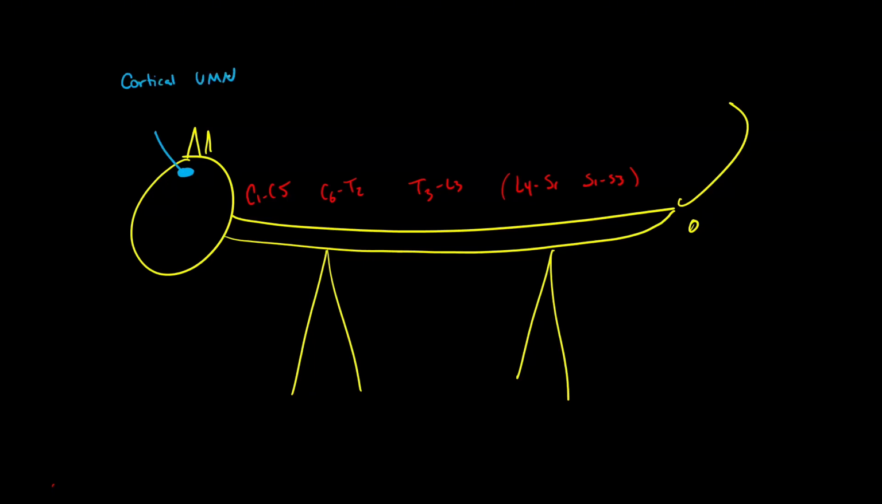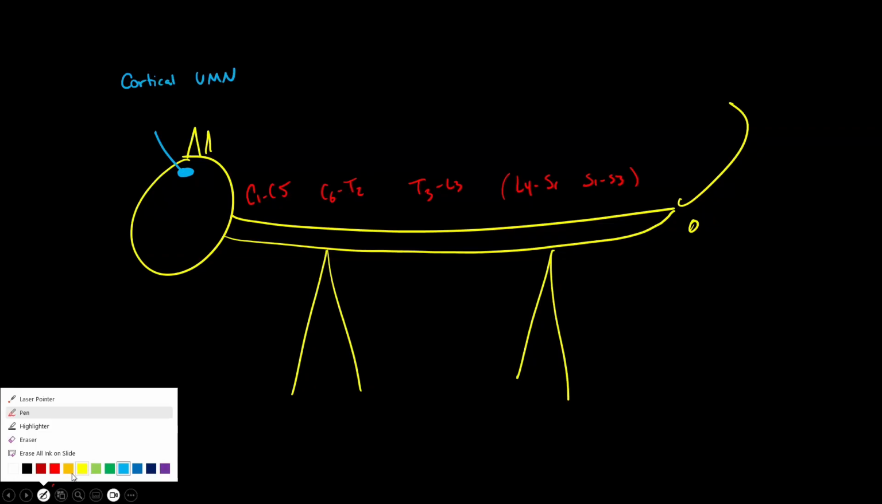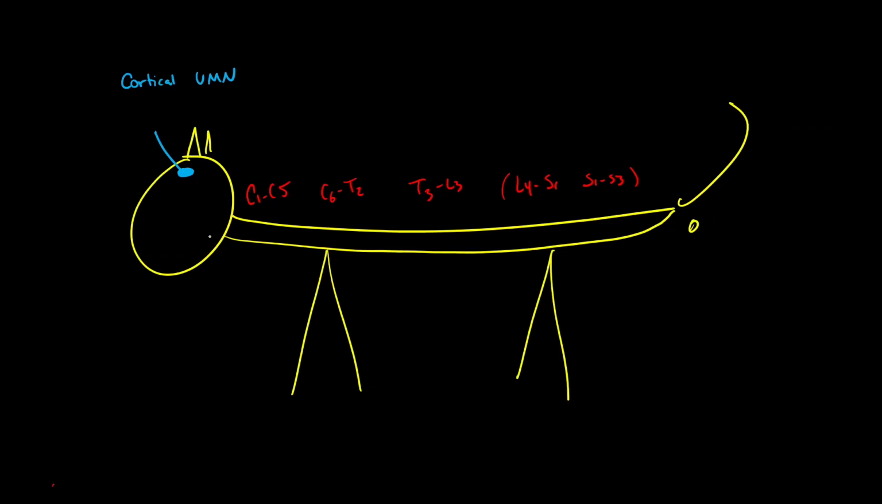upper motor neurons. In comparison, our veterinary species are going to have brainstem upper motor neuron control, all right? And this is going to be an extrapyramidal pathway.